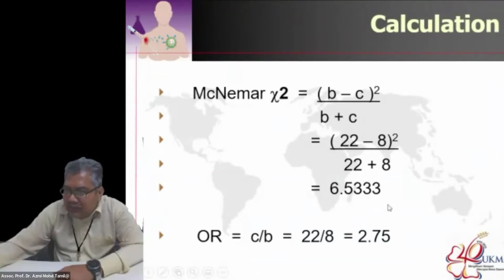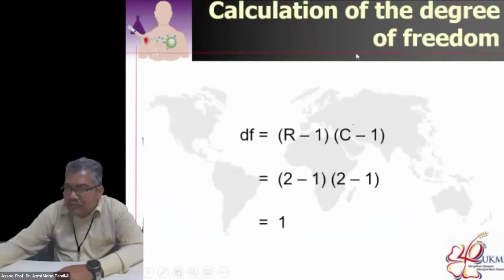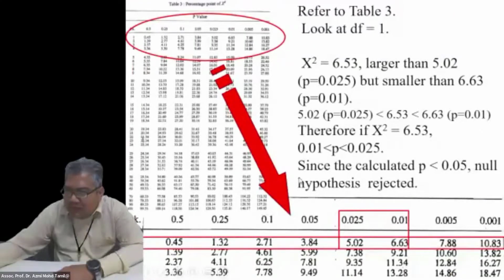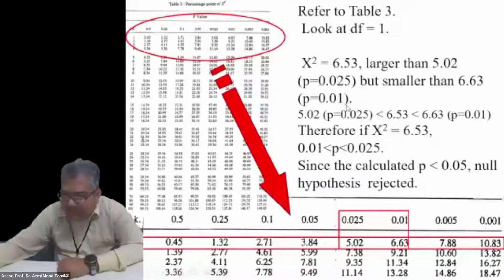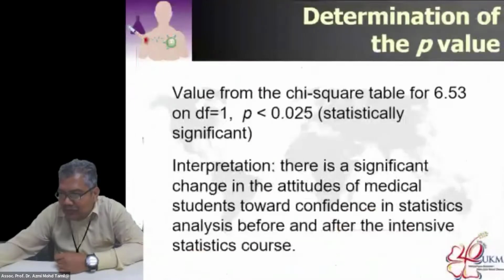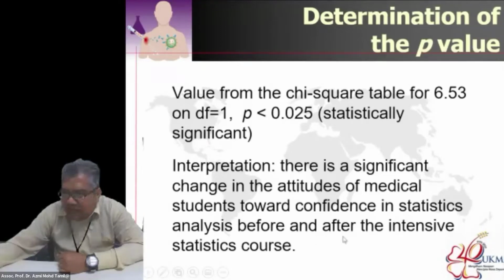So you run the analysis, you put in the data, you get the McNemar's value 6.533. Then you get the odds ratio 2.75. Then you put it into the table, you get the p-value. So this one is a manual table again. You can see the p-value is very significant. Why? Chi-squared 6.53 is larger than this value, 3.84. Therefore, it is very significant, so the null hypothesis is rejected. Yes, generally there's a better improvement of statistical knowledge among the research week participants, although some get better and some do get worse. So there's a significant change in the attitudes of medical students towards statistics before and after the research week.